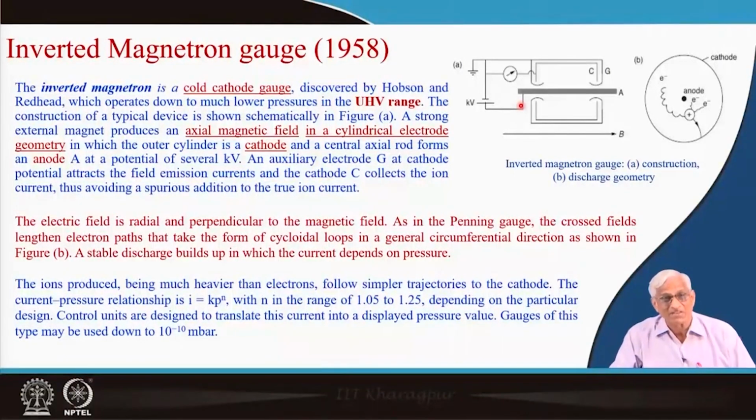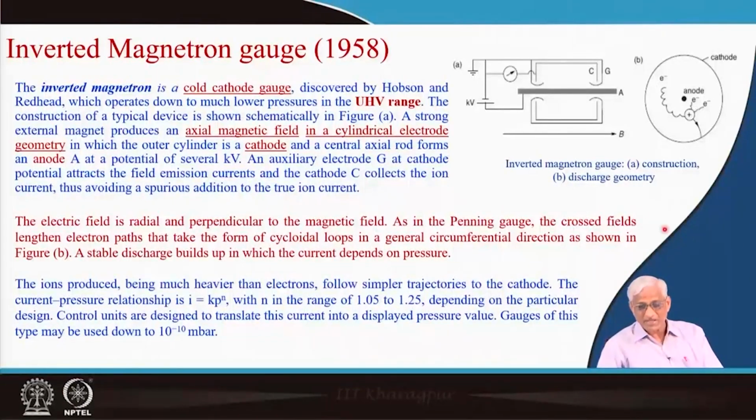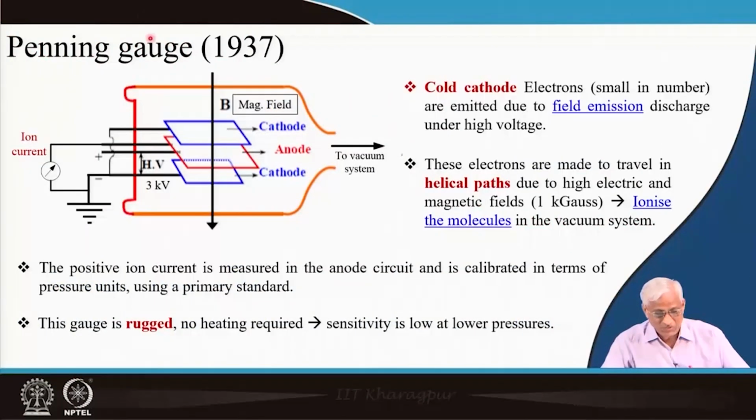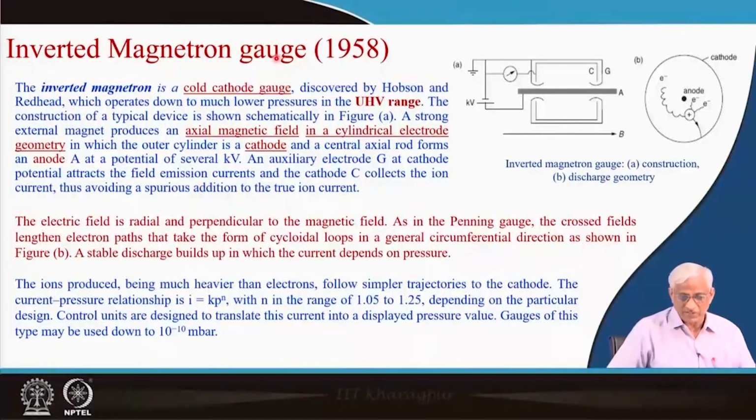So, you have to use high magnetic fields. There is no magnetic field in hot cathode Bayard-Alpert gauges. Here we have a magnetic field. That is what we have seen: crossed fields of magnetic field and electric field producing field emitted electrons and confining them because of the magnetic field, using them to ionize, and relating those ions to the number density of atoms, and that is related to pressure. That is the principle.